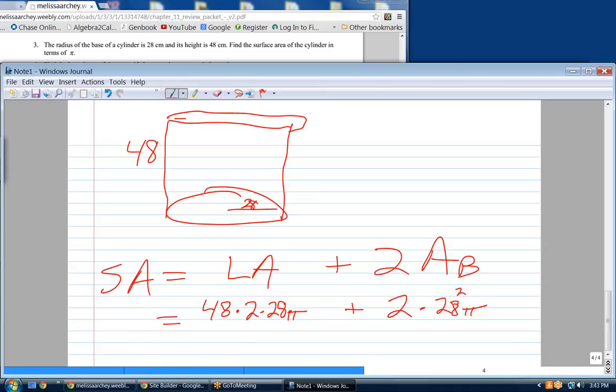Always remember that when you're dealing with circular areas, you're going to have a pi in your answer. Anything that's not a circle won't have pi in it. Exactly, that's not going to have a pi in it because that's a pyramid. There's no circles anywhere in that.